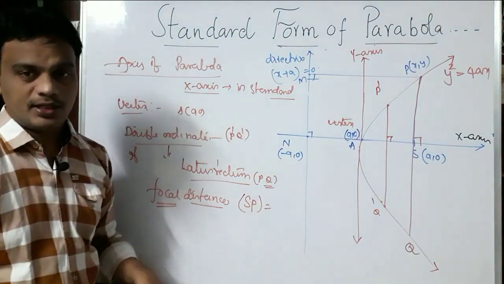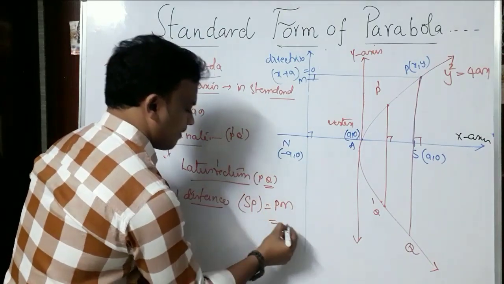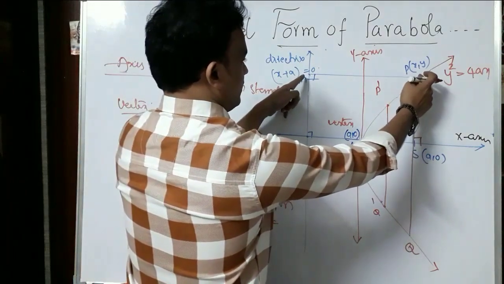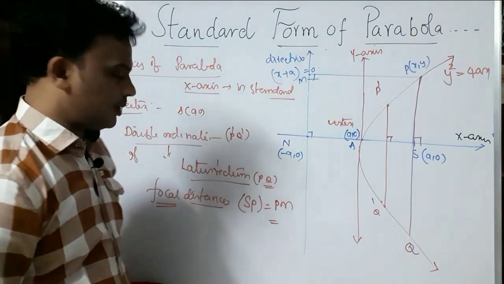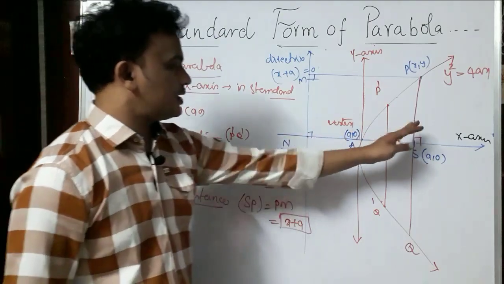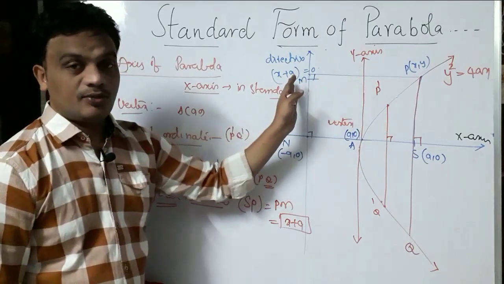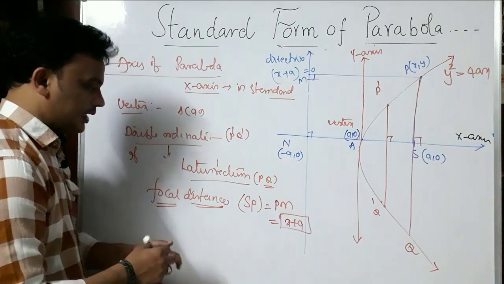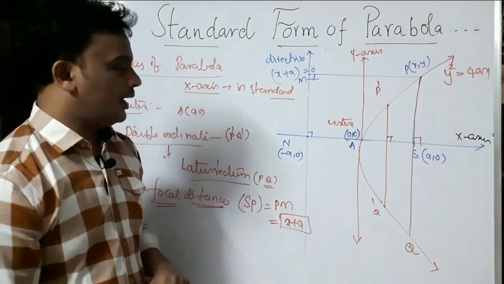Let us see how much the distance is. As per our definition, SP is equal to PM. So what is the length PM? It is the distance from the point P to the directrix, whose equation is x plus a, so the length is x plus a. The perpendicular we already discussed. So the focal distance of the parabola is x plus a.